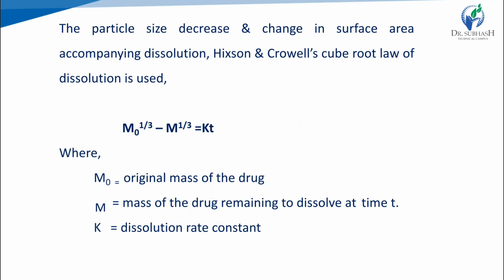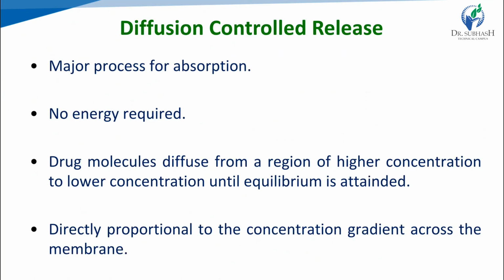So the Hixson-Crowell cube root law for dissolution is expressed as m0 to the power 1/3 minus m to the power 1/3 is equal to kt. So, the cube root law of the mass. Here m0 is the original, initial mass of the drug, m represents the mass of the drug remaining undissolved at time t, and k is the dissolution rate constant. The second mechanism is diffusion controlled release.